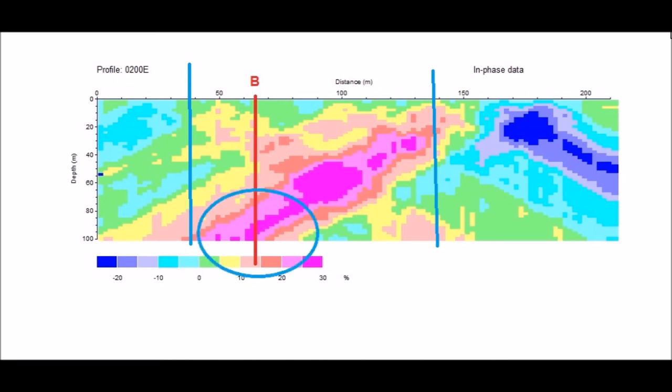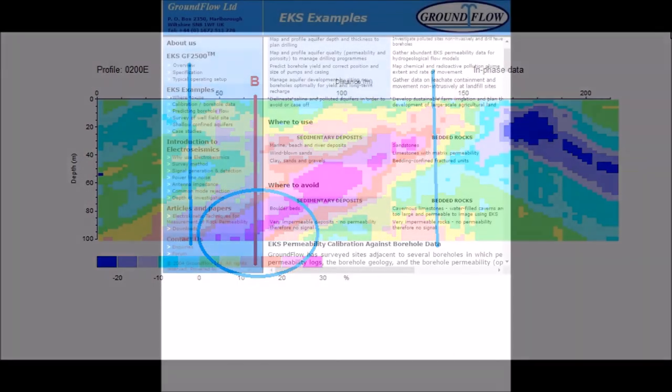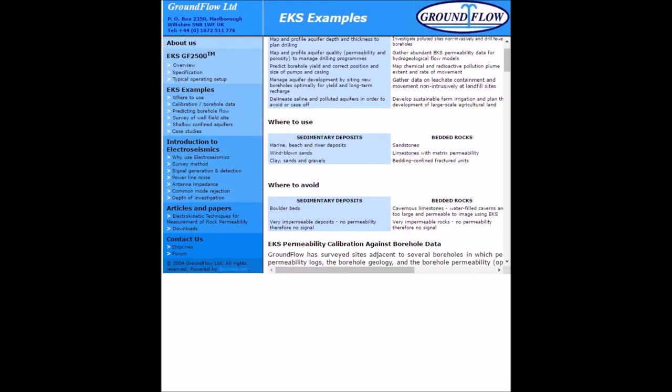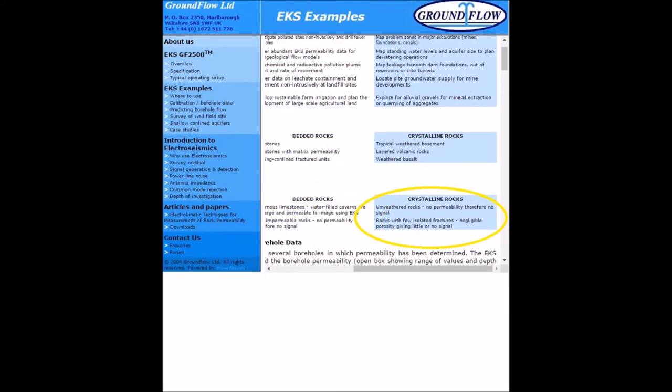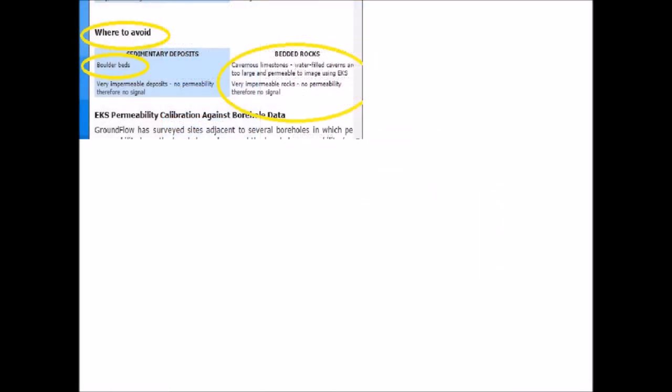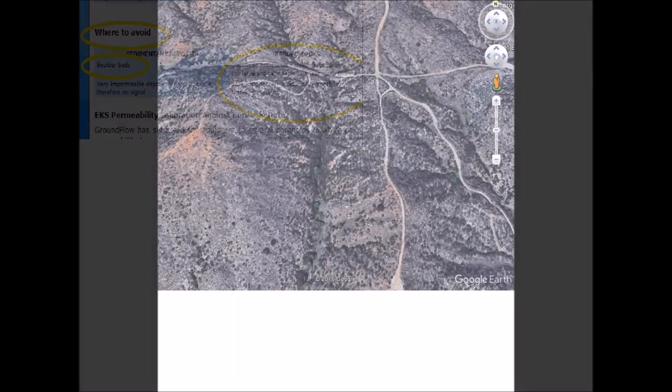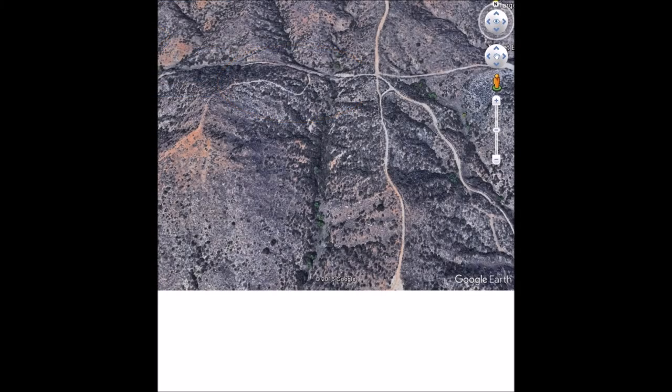The EKS system does not work as well in hard rock environments. Here is information taken from the GroundFlow website, who is the manufacturer of that system, showing that they do not recommend using this system in hard rock cavernous situations. Properties with steep terrain and limited access should not use the EKS system. Since they have to be able to pull up their vehicle to each spot they check, this can greatly reduce your survey area, which can greatly affect the chances of success on your property.